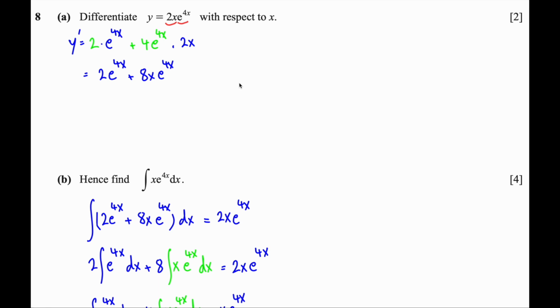Question number 8. We are asked to take the derivative of this equation, which is in terms of y and x, with respect to x. So if you look at this equation, you see that y is defined as the product of two functions, 2x and e to the power of 4x. So therefore, I'm going to use the product rule here.